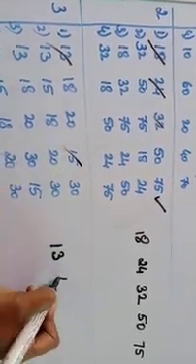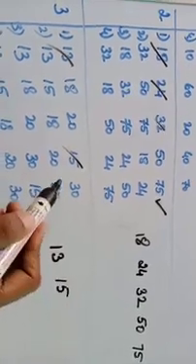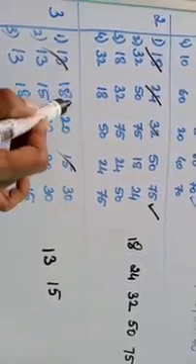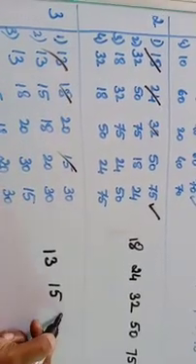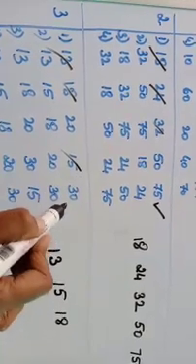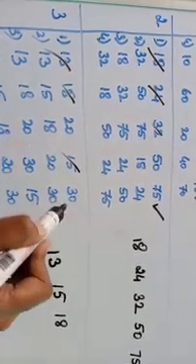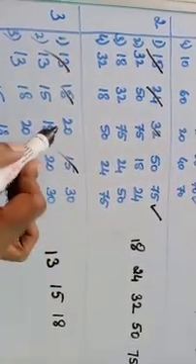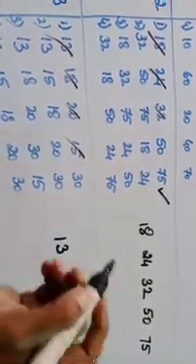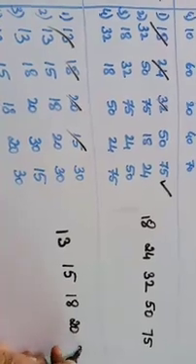15. Write here 15. The next are 18, 20, 30. The next is 18. So let's write here 18. The next are 20 and 30. Which is the right answer here? The smaller one, 20. So let's write here 20. And the remaining number is 30.